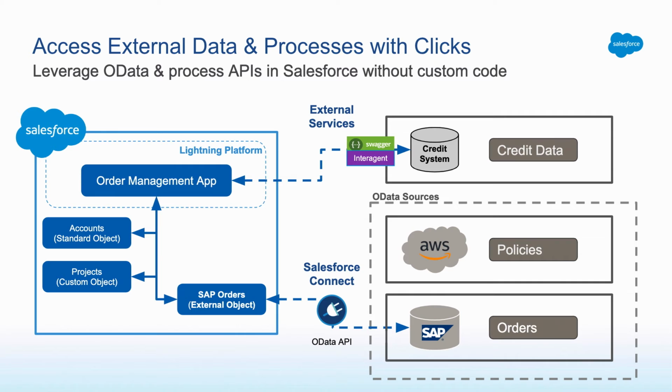Now, once it's connected via Connect, it looks just like any other object in Salesforce. So we can expose it inside of that order management app. When I'm looking at an order, I can see what SAP orders are connected to that Salesforce order. Alternatively, we can also use this credit system, like we see at the top, via an external service. So we can make a call out to a credit system to do some sort of check on the order as we're operating in Salesforce.